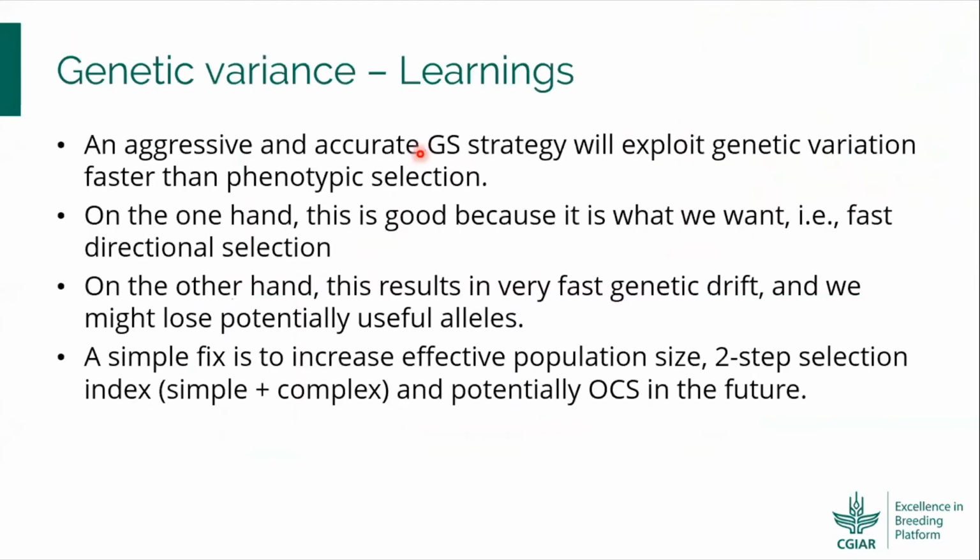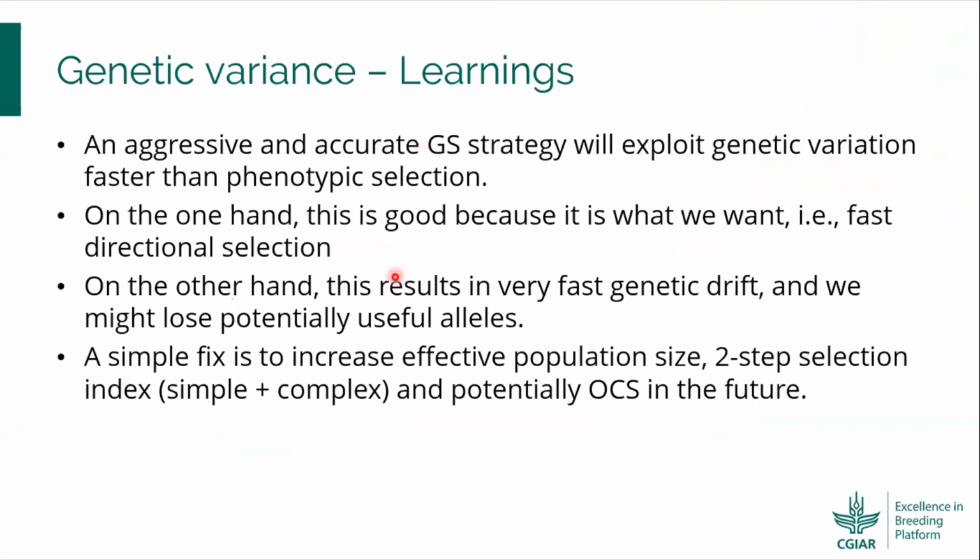Okay, so some of the learnings: an aggressive and accurate GS strategy will exploit the genetic variation faster than phenotypic selection. That is good because that's what we want to do. But again, this will bring faster genetic drift that will basically hurt the program because you're probably going to lose some useful alleles. And we are providing some recommendations on how to deal with that burning rate of the genetic variance.